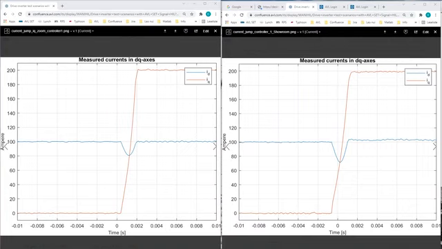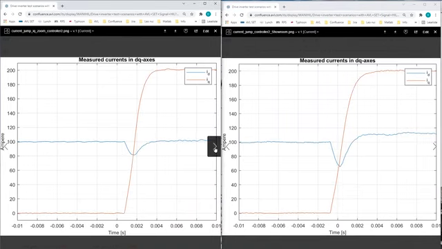So here are the plots of the resulting currents in dq coordinates. The resulting currents with the low voltage HIL system are presented on the left hand side, while the results of the power HIL system are on the right hand side screen. Here are the results with the first controller parameter set, and here are the results with the second controller parameter set. It can be seen that current transients are similar in both low voltage and power HIL systems.